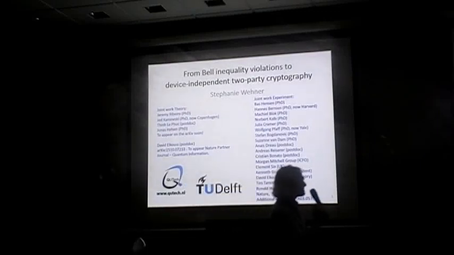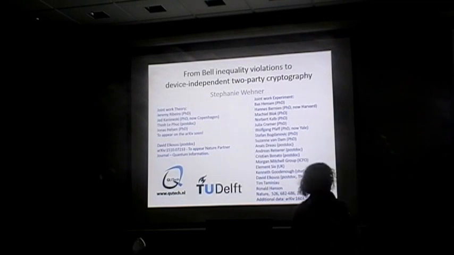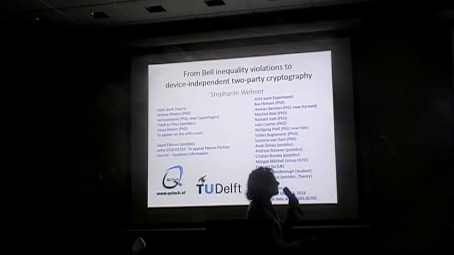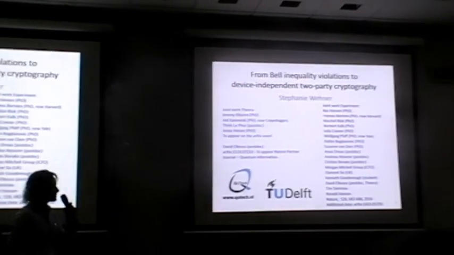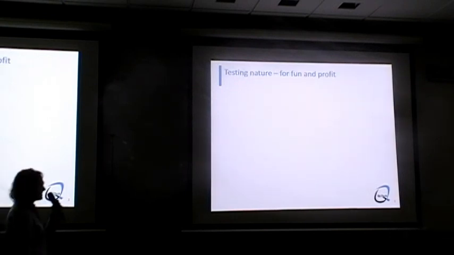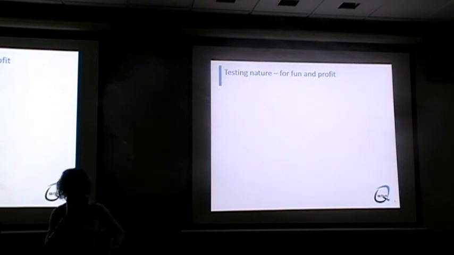So when I made my talk, I was wondering what title I should give it. Here I chose a very serious title: "From Bell Inequality Violations to Device-Independent Two-Party Cryptography." But for a while I was also wondering whether I should call it "Proof by Experiment," or go for a more fun title like "Testing Nature for Fun and Profit."